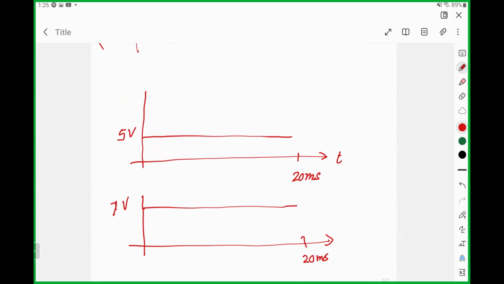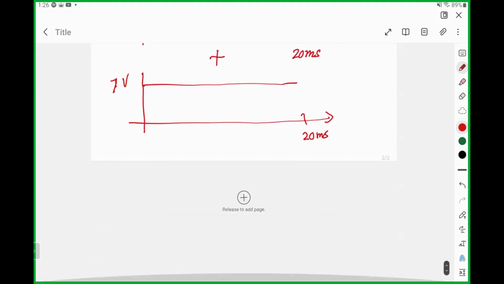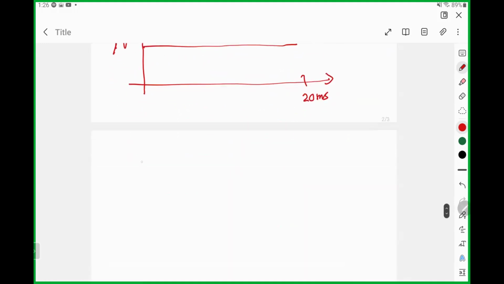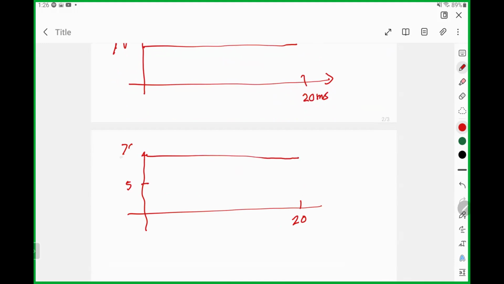The resultant waveform, I want to add this resultant waveform. What would it look like? It would be 12 volt. Very good. So we can easily add these and say, okay, up to 20 it is 5 for this one and 7 for this one, so that would be 12 volt up to here. So it would be 12 volt. It's easy, right?